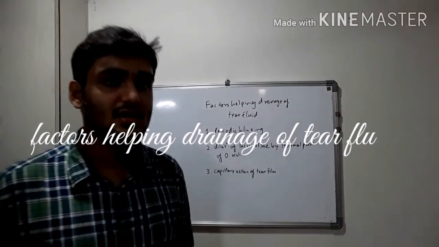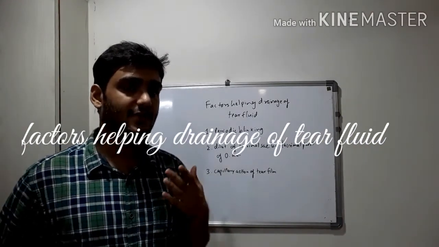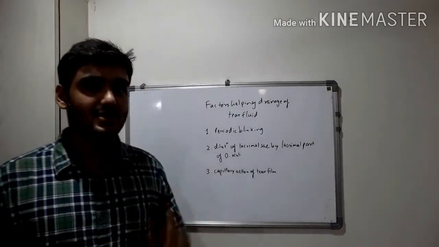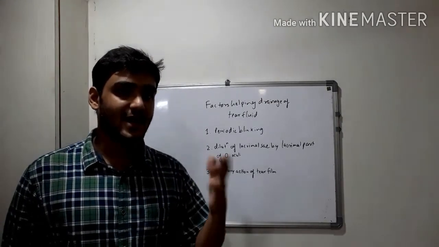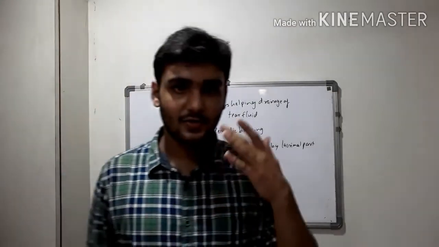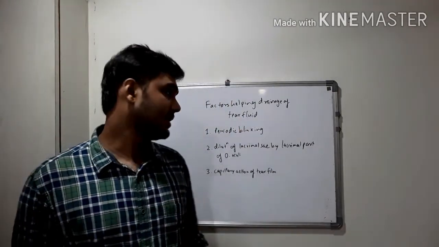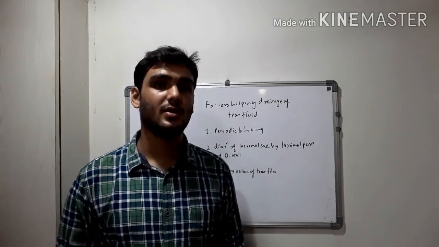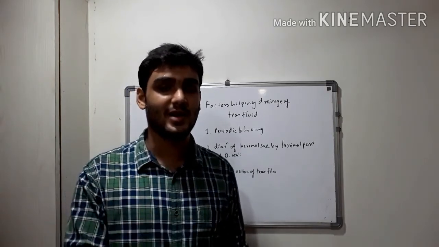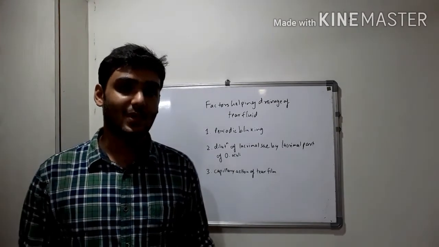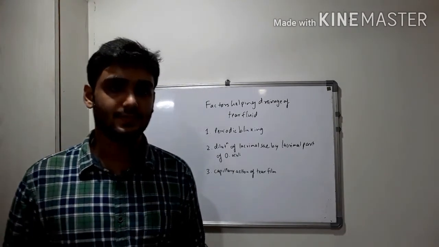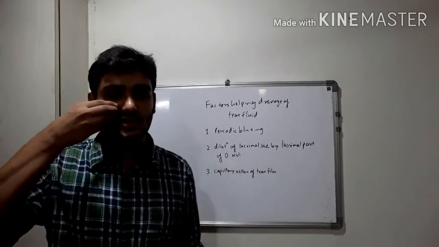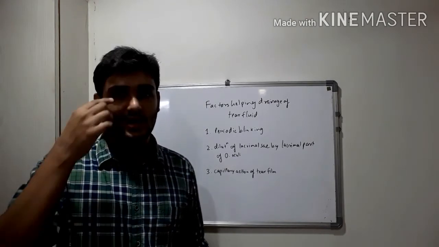Now discussing the factors which help the drainage of the tear fluid, we have three things. The periodic blinking of eyelids helps in the spreading of tear fluid on the surface of the eye as well as in the drainage of the fluid. Then we have the dilation of the lacrimal sac by the lacrimal part of orbicularis oculi. This dilatation helps the drainage. And lastly, the capillary action of the tear film. And due to the nasolabial folds which are formed here, the tears are driven downwards.